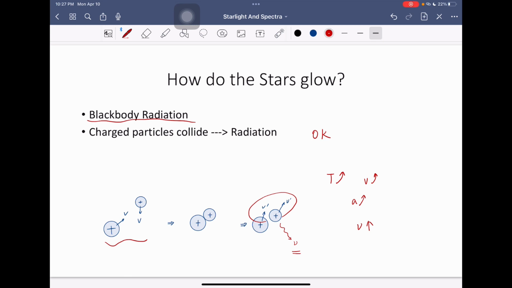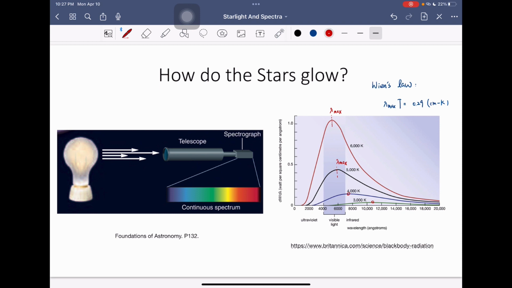It emits a continuous spectrum, which means that there would be light in every wavelength. And according to the graph on the right, you can see that objects of different temperatures have different profiles of energy distribution. For example, an object that is 6,000 Kelvin is relatively stronger in visible light than in infrared. But for objects that only have 3,000 Kelvin, it's rather higher in infrared than in visible light.